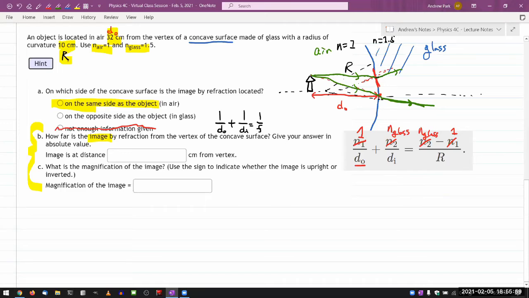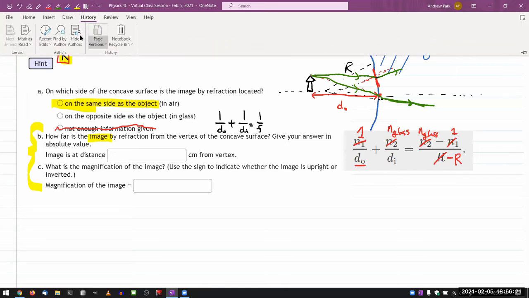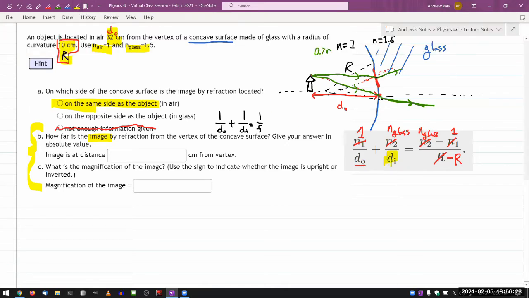Let me say this is the positive quantity, and where I have this R, I'll substitute a minus R for my concave surface of radius of curvature 10 centimeters. Okay, I think then I have everything I need. The rest is an algebra question. My goal here is to solve for the image distance, DI. Once I solve for the image distance, that will also answer which side the image is on.